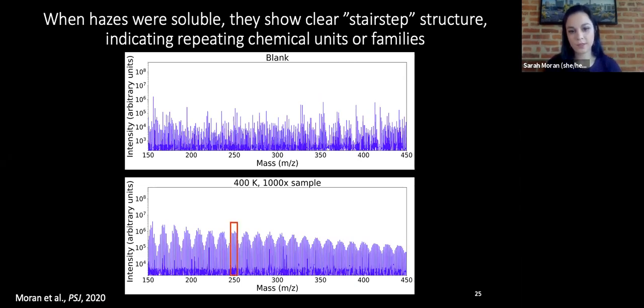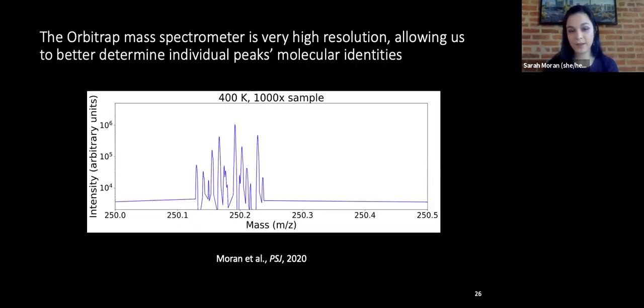And also to highlight here, I'm going to zoom in on this area now. And so that's actually what we're able to resolve with the Orbitrap. So it's very high resolution, and that means that we can resolve individual molecular identities rather than having a mixture that we can't necessarily untangle.